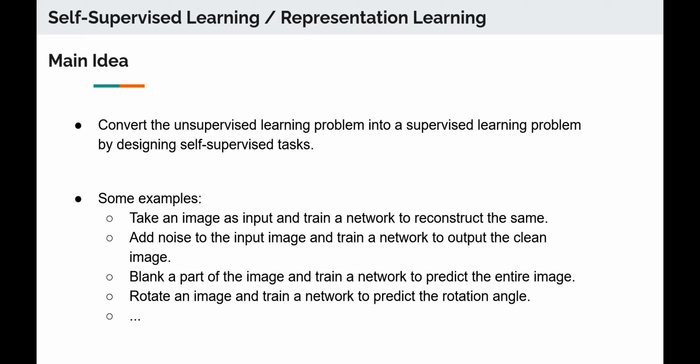Or we could rotate the image. We give the image to the network and we ask it to predict that the image has been rotated by 0 degrees, and then we rotate the image by 90 degrees, and the network has to predict that it has been rotated by 90 degrees, and so on. So in all these cases, we are heuristically coming up with input-output pairs, and then asking the network to learn the mapping between these inputs and outputs. That's the main idea of self-supervised learning.